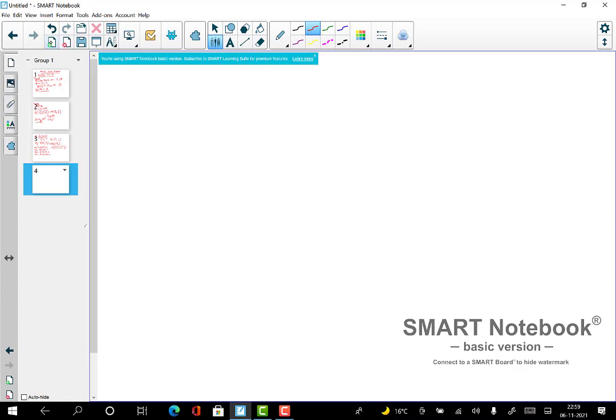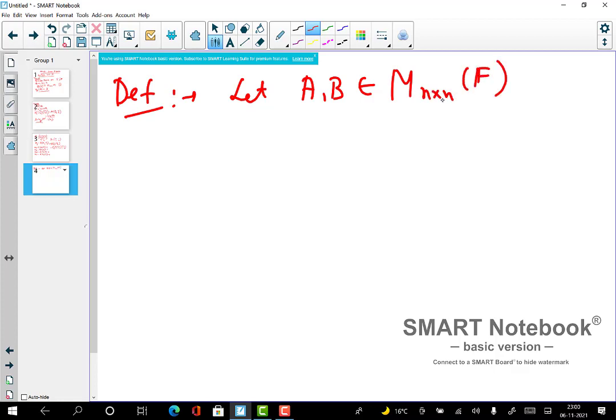The answer is yes. So we recall that when we discuss linear maps, if we change the basis, then the matrices related to the linear maps also change, but they have some property: they are similar, right? Here we will define another such idea, called congruence. Okay, so what is that? Let us define it. Let you have two matrices, say A and B belongs to M_n(F).